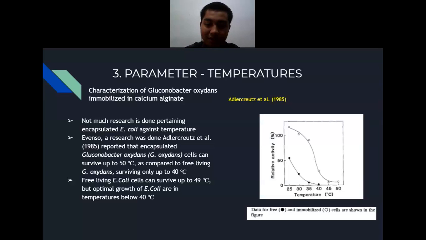Here is the graph done by Adlercreutz. As you can see, it shows that for free-living cells, as the temperature reaches above 40 degrees Celsius, the relative activity is zero, while immobilized cells continue to thrive until 50 degrees Celsius.